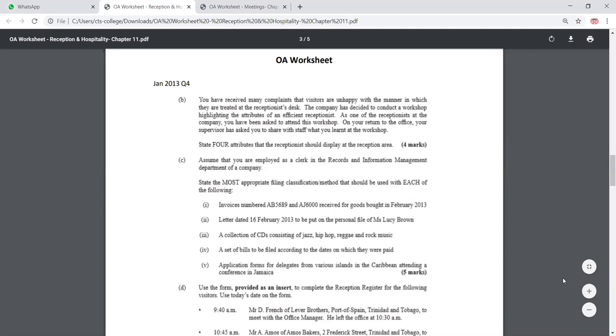Next one, last one. Application form for delegates from various islands in the Caribbean attending a conference in Jamaica. Geographical. Very good. We can use geographical there because we see the word Jamaica. Yep, that's correct. And that's the only one that's geographical.